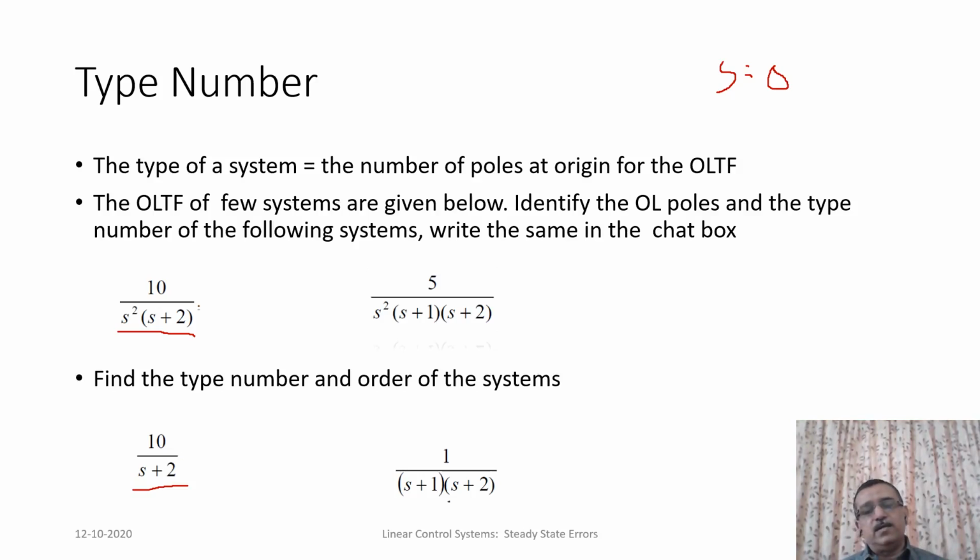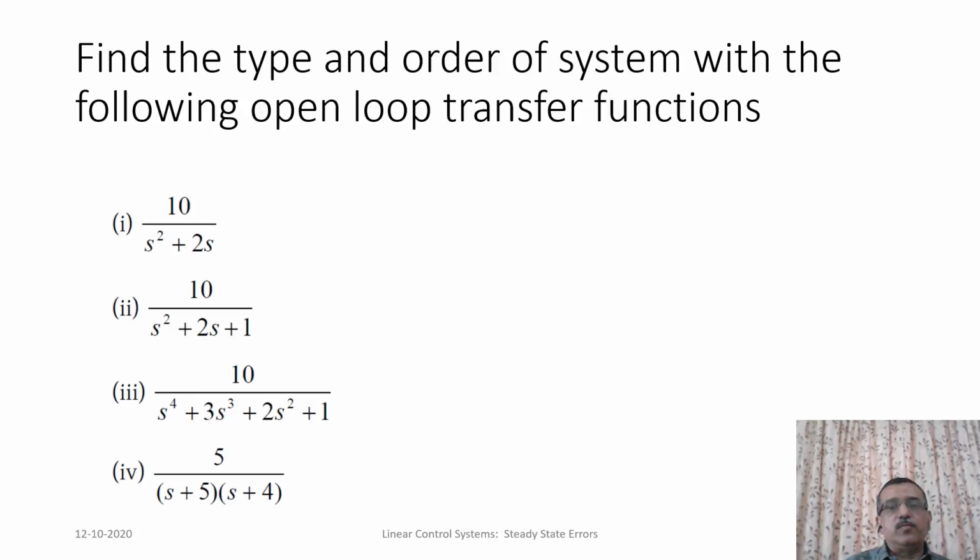Or in this case, an easy way to find this is to find the power of S in the denominator. The first term is a first order polynomial, the second term is a second order polynomial, S square plus 3S plus 2. So I will give you the answer. This system is type 0, first order. This system is type 0, second order.